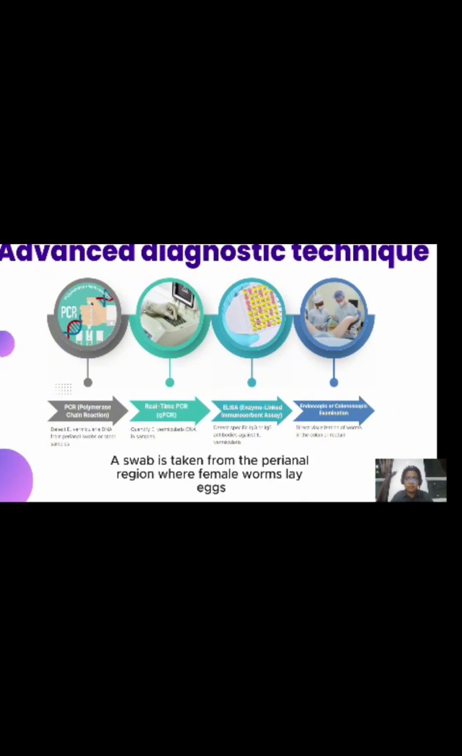Okay, a swab is taken from the perianal region where female worms lay eggs. Any Enterobius vermicularis DNA in the sample is extracted, and the PCR machine makes millions of copies of a specific DNA sequence of the worm. This allows detection even if only a small amount of DNA is present. So if DNA is present, a positive signal confirms infection.